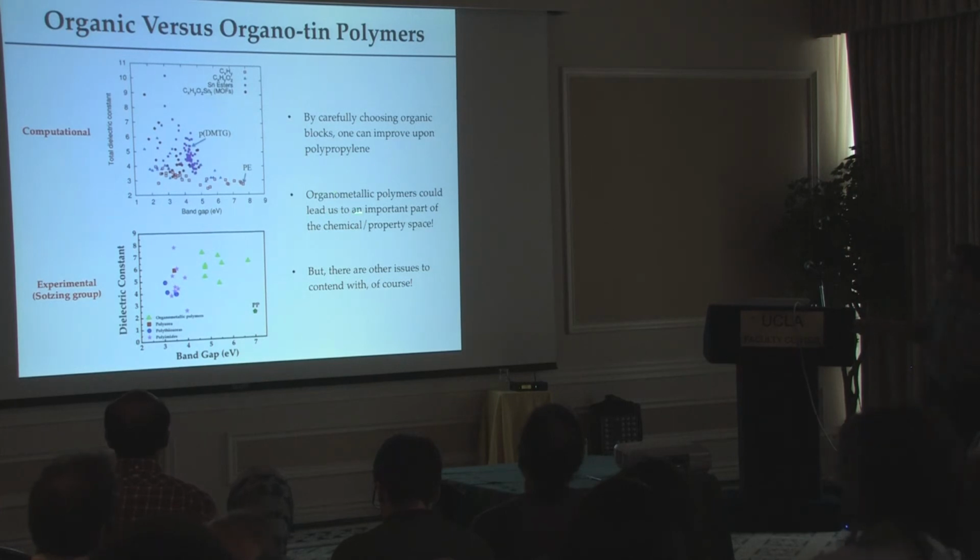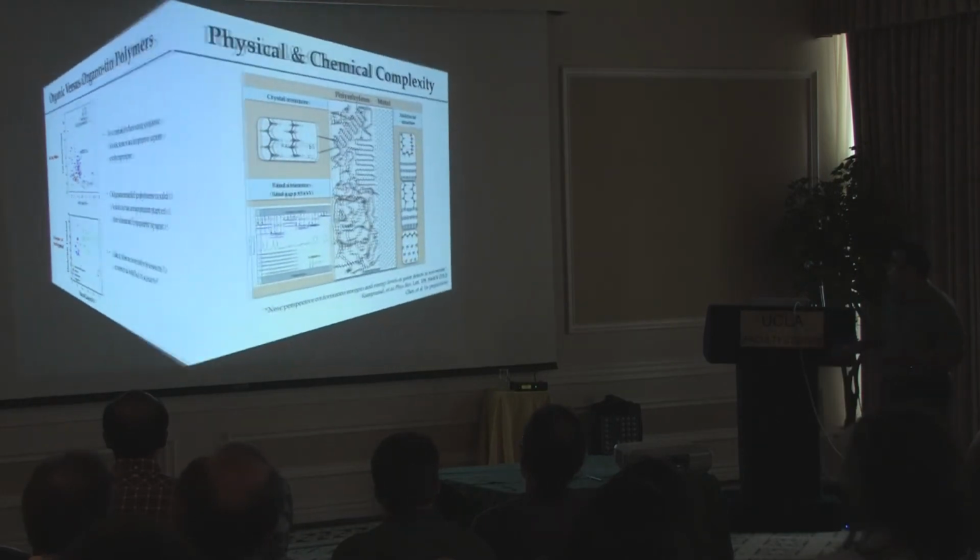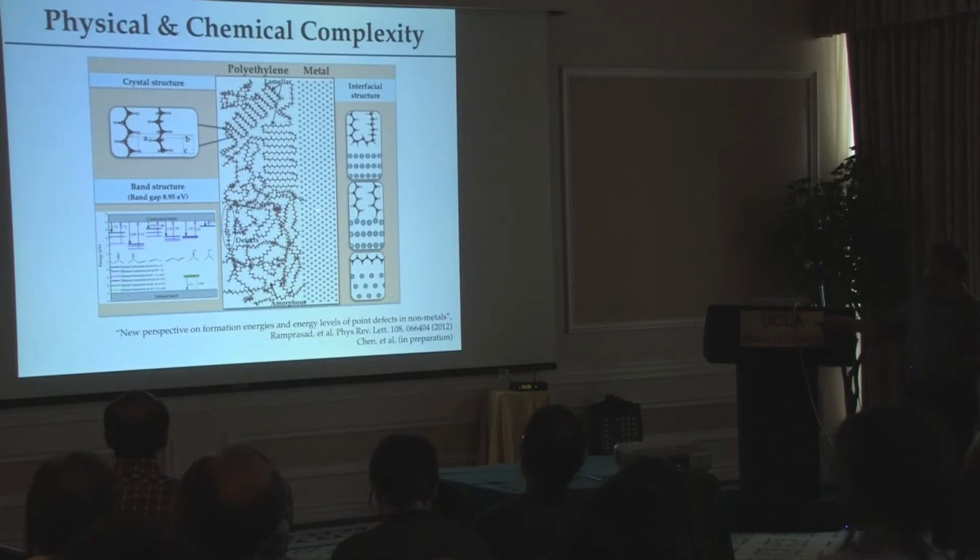Organometallic polymers could lead us to an important part of the chemical property space, which is that. But there are many, many other issues we need to contend with. We are not done, of course, we are just starting. There are many issues. The interface is very complex. The previous speaker pointed that out already. We are still looking at very idealized single crystal, for the most part, environment.